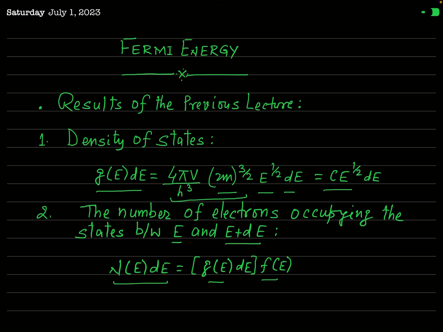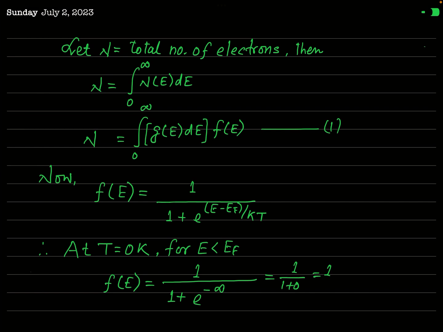Now utilizing these results, we can easily understand the concept of Fermi energy or Fermi energy level, which plays a very vital role in the Sommerfeld free electron theory of metals. So now let us consider that the total number of electrons in this metallic specimen is equal to N. You know that N of E dE represents the number of electrons having energy between E and E plus dE. So it is obvious that when we integrate this N of E dE over the entire range of energy of the electron, we will get the total number of electrons. So this N can be written as the integral of N of E dE from 0 to infinity.